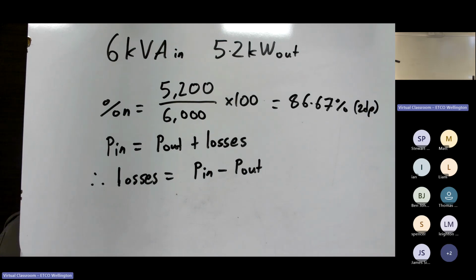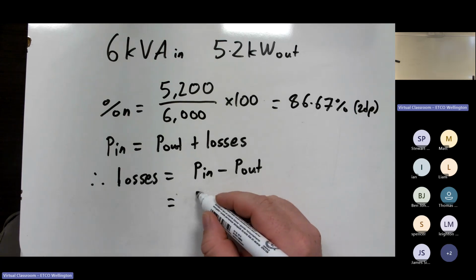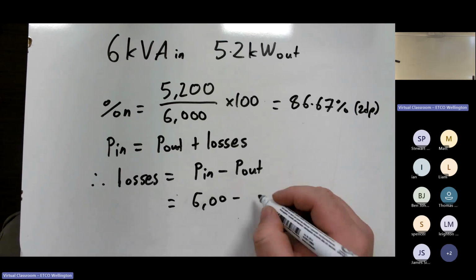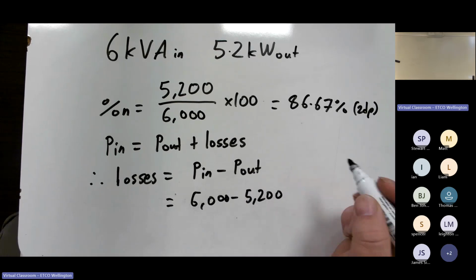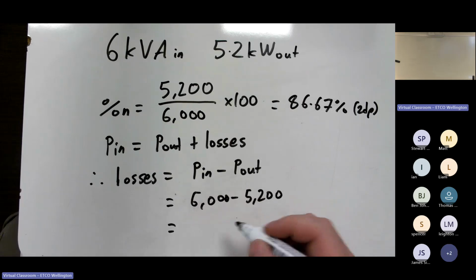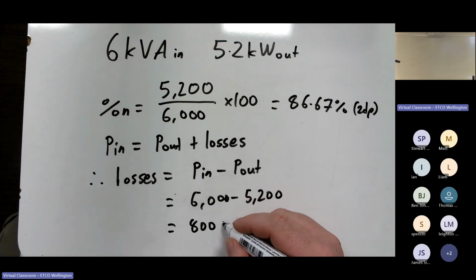So now that we can work out our losses, 6,000 minus 5,200, we know that we're losing 800. Basically, it's being used as heat and copper losses and eddy current, so we can call it watts. We're losing 800 watts within the windings. You could say VA as well, but we're losing 800 watts inside the windings, which is a lot.